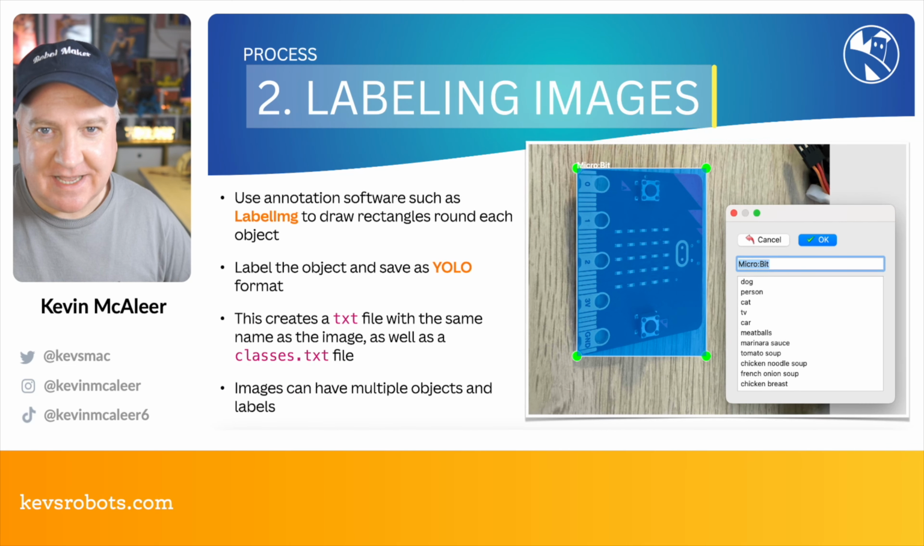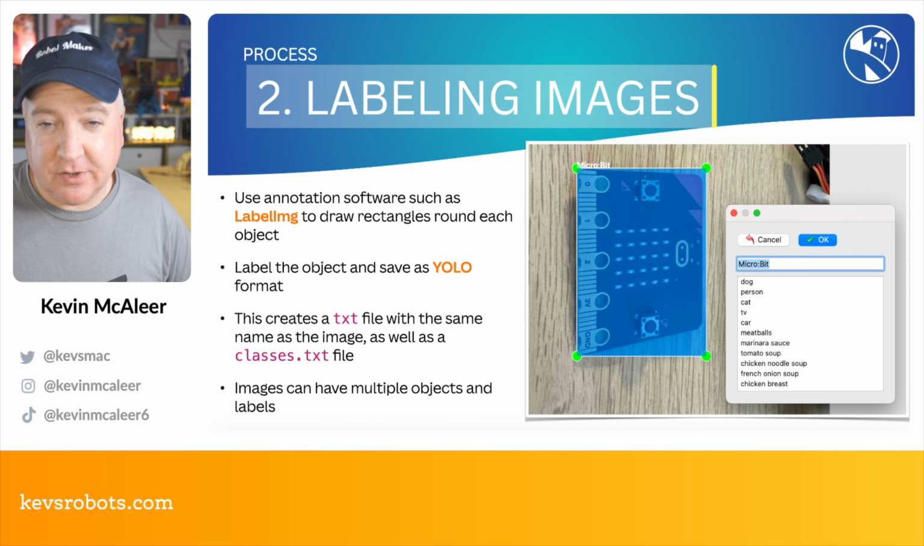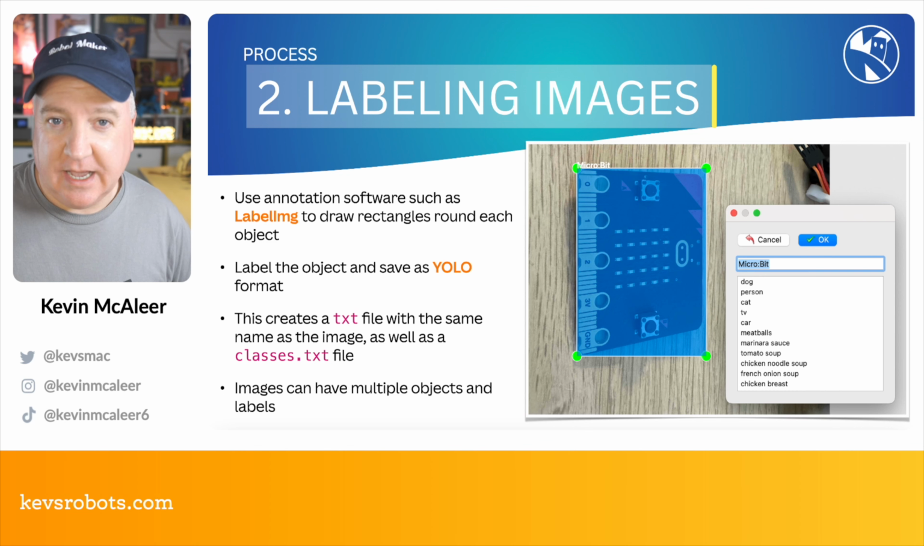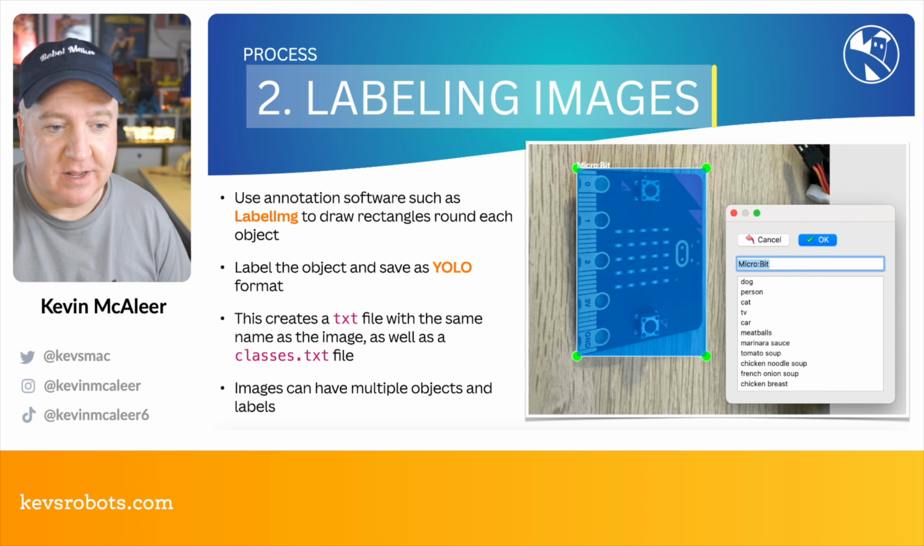The next bit, which is annotation, labeling the images, we can use some software like LabelImg. This is available through pip. You can do pip install labelImg and it will install this particular software. We'll have a look at this, like I said, in a minute or two.